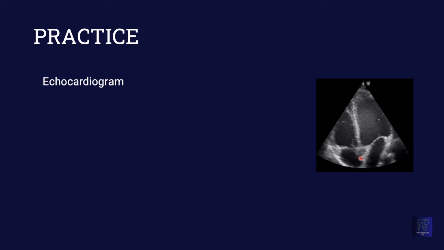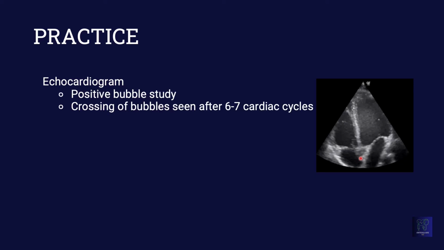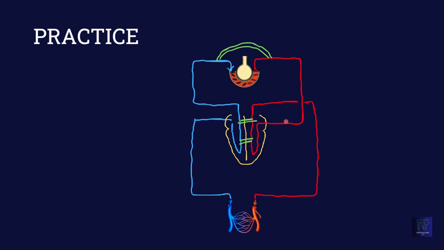So in this case, you order an echocardiogram and the report says the bubble study is positive, and specifically it says the crossing of the bubbles was noted after 6 or 7 cardiac cycles. So how does this piece of information help us? As we have seen, the extraparenchymal shunting can happen within the lungs in the form of connections between arteries and veins, or it can happen within the heart in the form of ASD or VSD or patent ductus arteriosus.